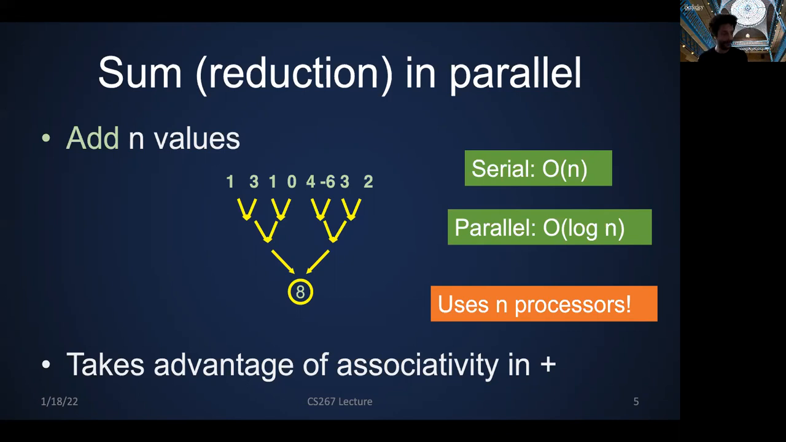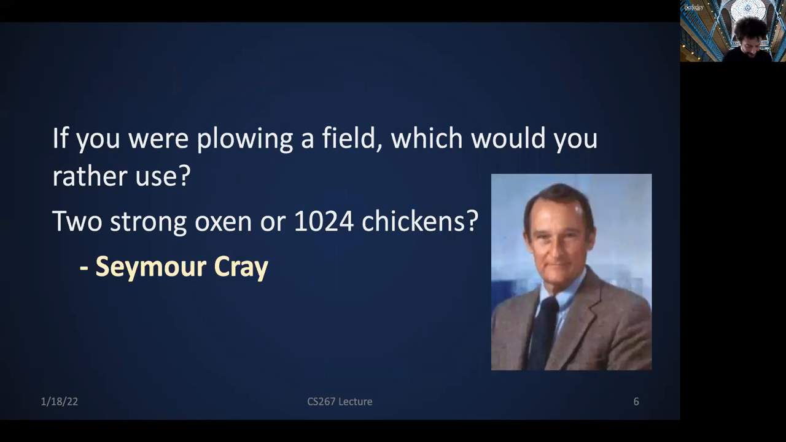Okay, so for using parallelism, there is a famous quote by Cray, which you might have heard about supercomputers.